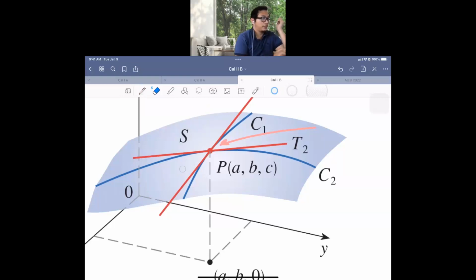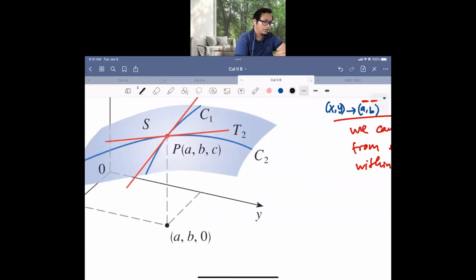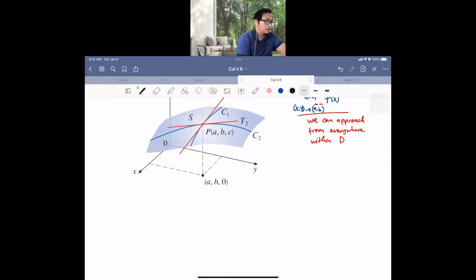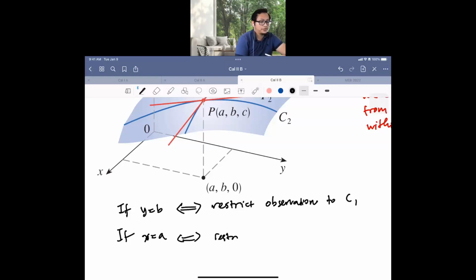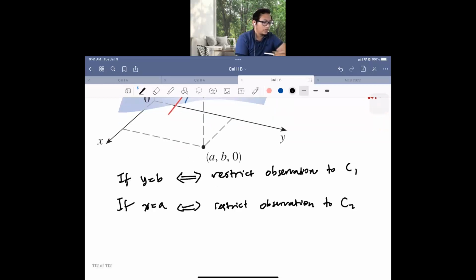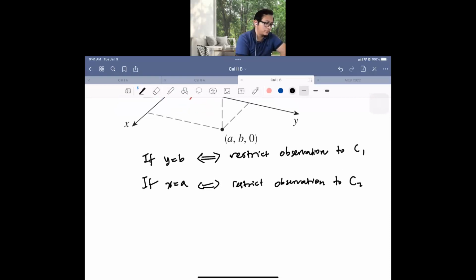And then from here, if y equals b, this is what I've said before, we restrict observation to only curve 1, or C1, and if x equals a, we are restricting observation only to C2, or curve 2. C1 and C2 are both passing through P.